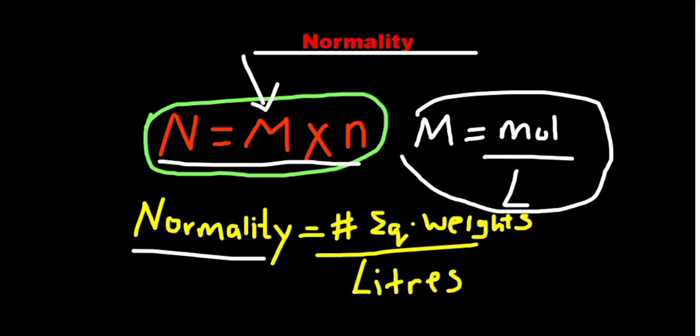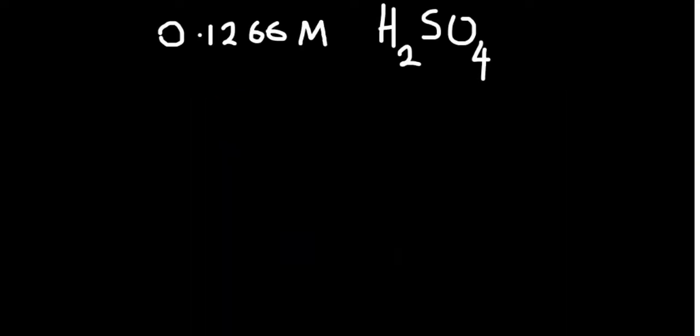So let's look at some examples on how to determine normality. Given a 0.1266 molar concentration of sulfuric acid, H2SO4, how do you determine the normality in such a case? Remember, normality is the product of molarity multiplied by N, where N is either the number of protons or hydrogen ions in terms of an acid, or the number of hydroxide ions in terms of a base.